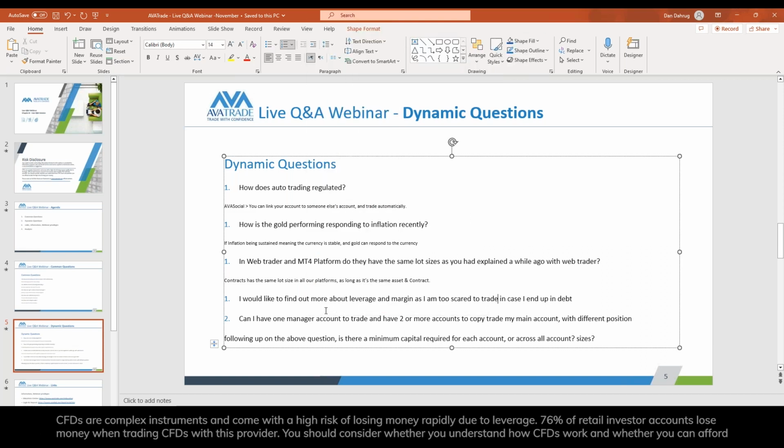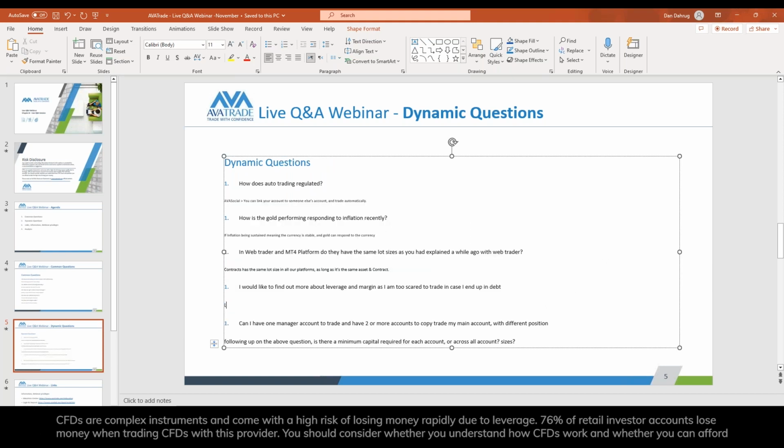Okay, I would like to find out more about leverage and margin. Leverage cannot get you into debt, because the leverage on our platform is not a loan.